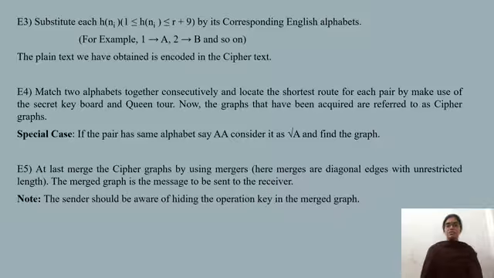Then the next step is to match two alphabets together consecutively and locate the shortest route for each pair by making use of the secret keyboard and the queen tool. The graphs that have occurred are referred to as a cipher graph. In the special case, if the alphabet is A, then we replace it by root A and find the graph. Then the next step, at the last, is to merge the cipher graphs by using the mergers. The merged graph is the message to be sent to the receiver. The receiver should be aware of the hidden operation key in the merged graph.